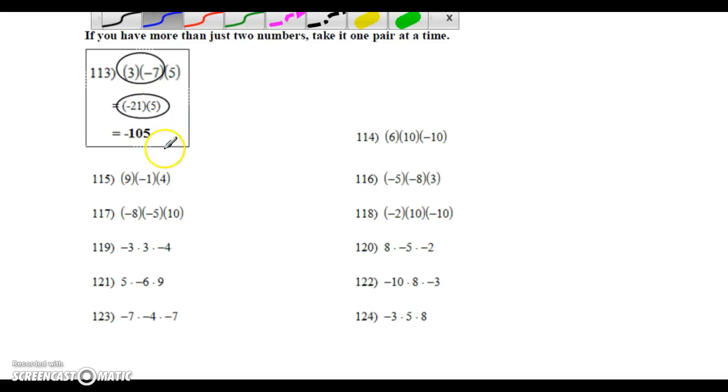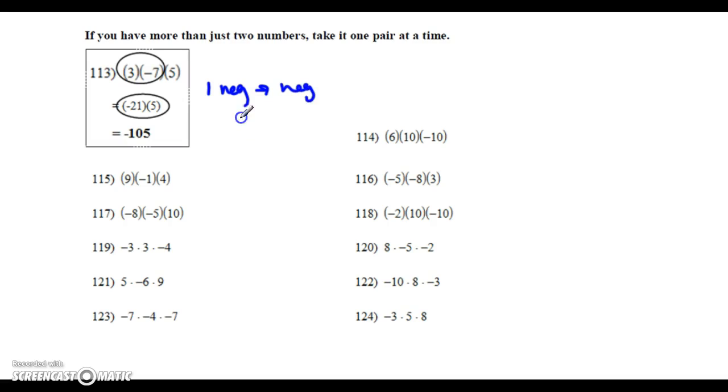All right, so if you're multiplying three things, it's basically the same rule as at the top there. If there's one negative, then our answer is going to be negative. If we have two negatives, then our answer is going to be positive. And if we have three negatives, then our answer is going to be negative. So basically, if it's an odd number of negatives, it's negative, but if it's an even number, then it's positive.